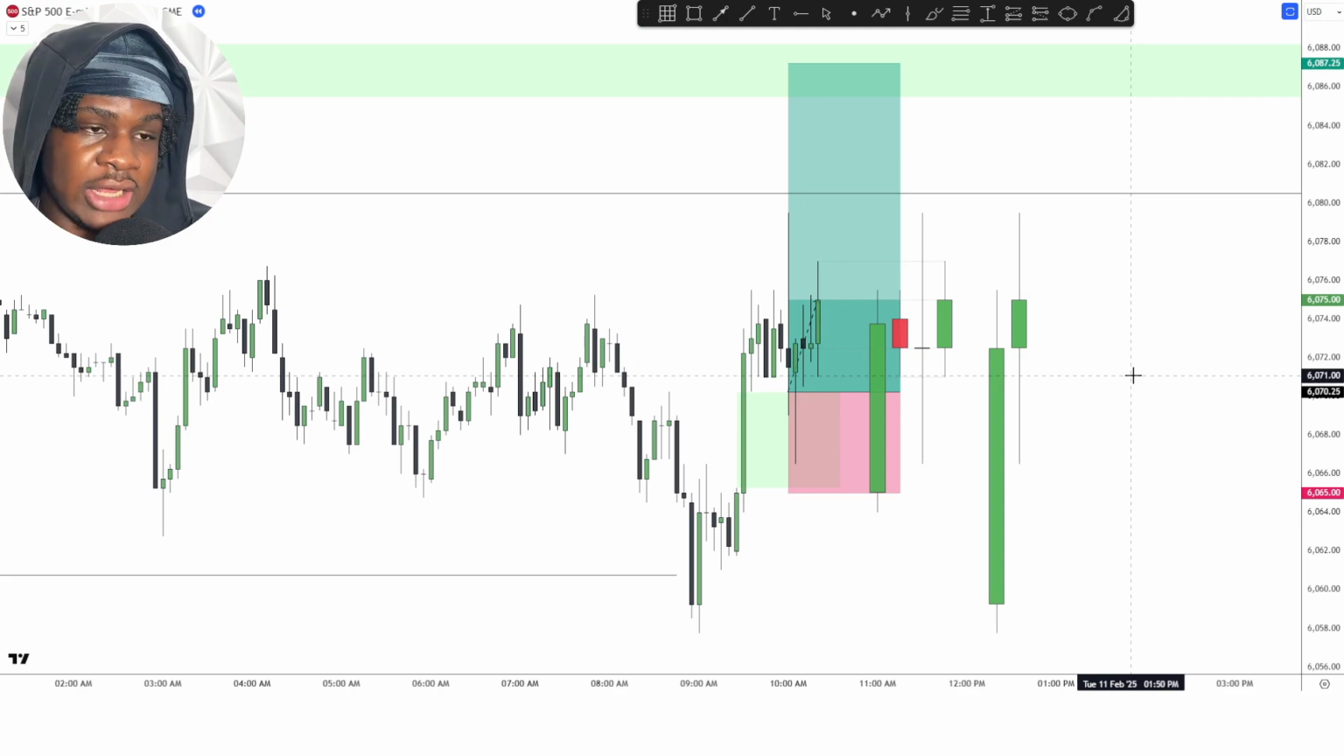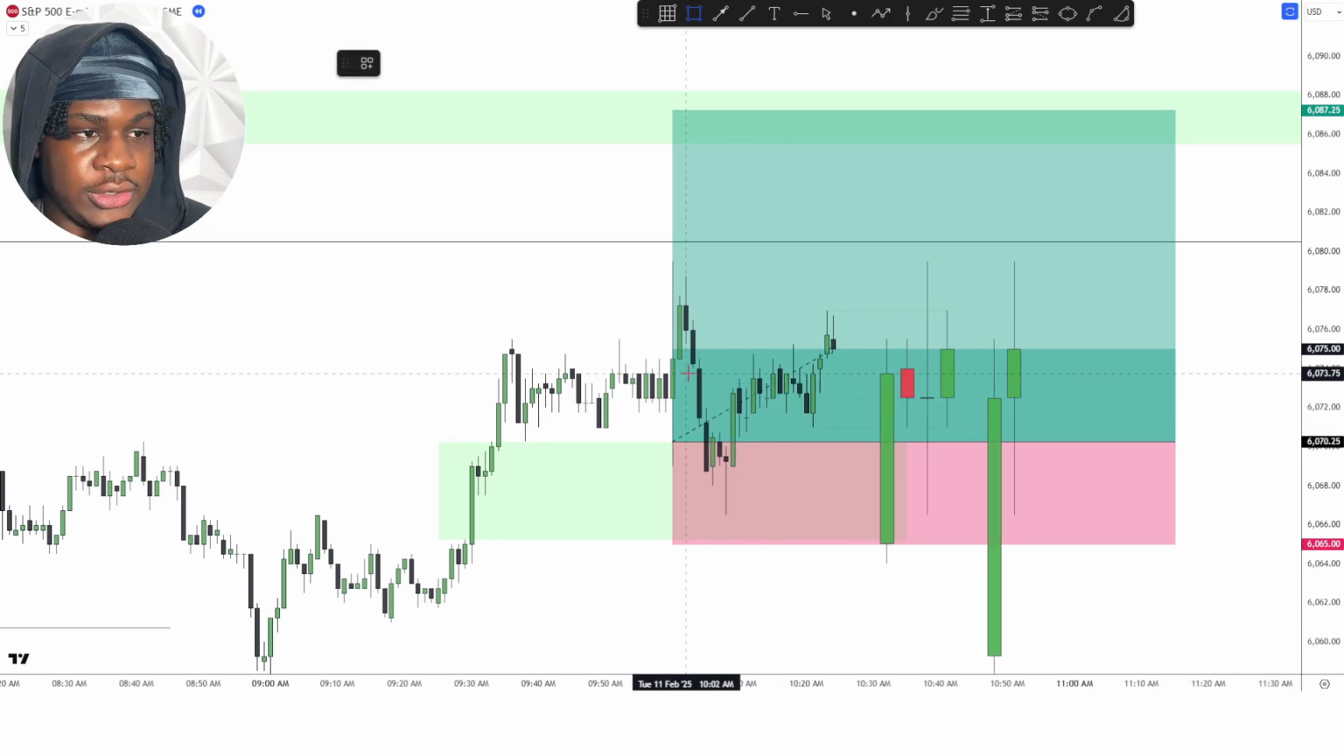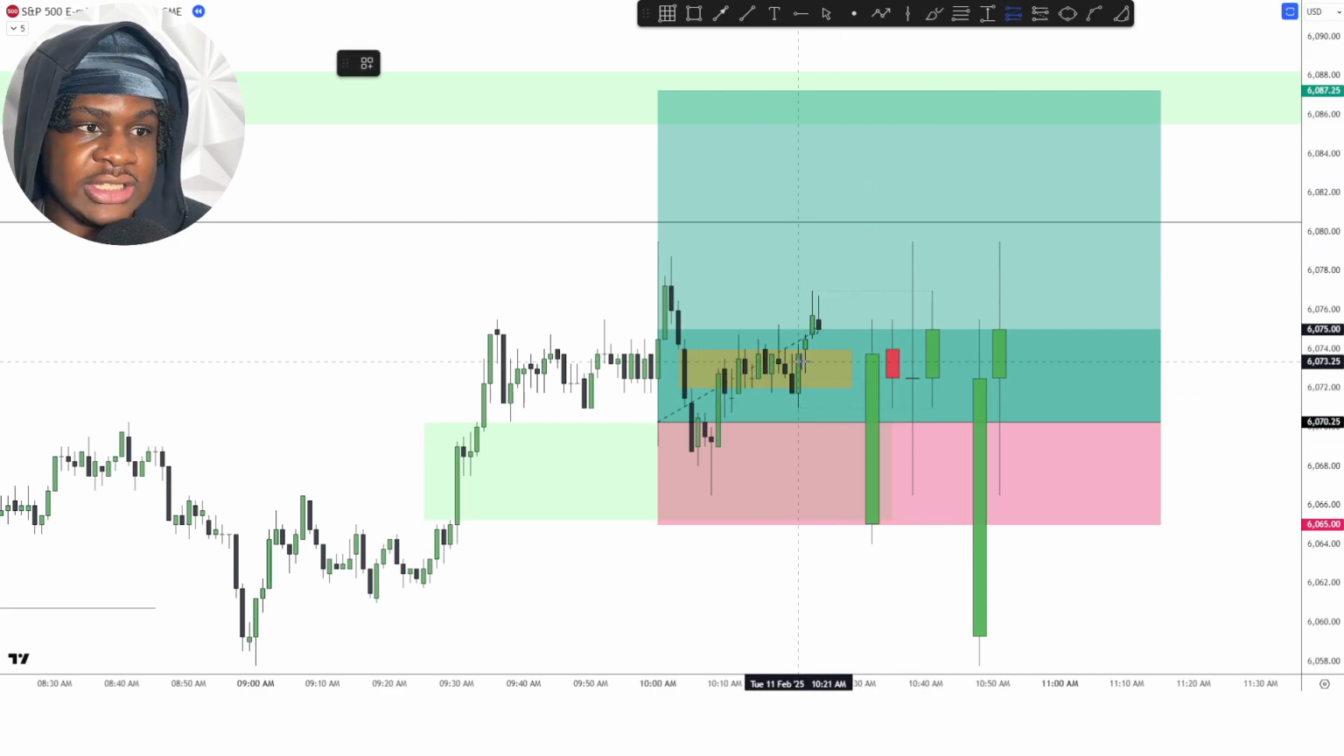Now I can go down to a 1 minute time frame and see if I can get a 1 minute fair value gap to potentially scale in. On the 1 minute time frame here, I can identify this inversion fair value gap right here. So if we can see price come back into this inversion level, I could potentially scale into my position.